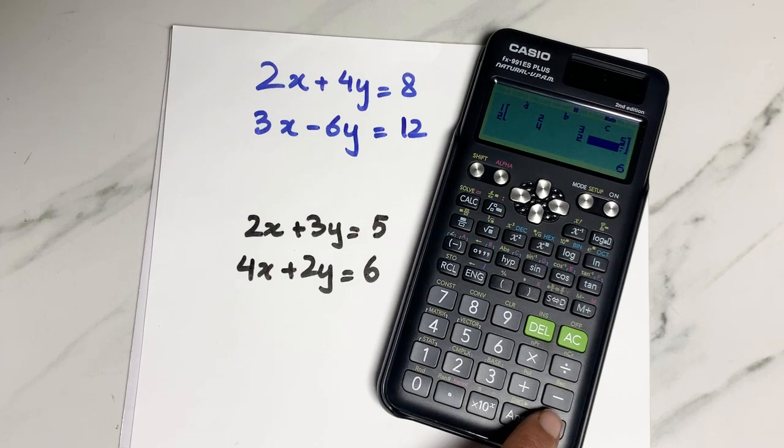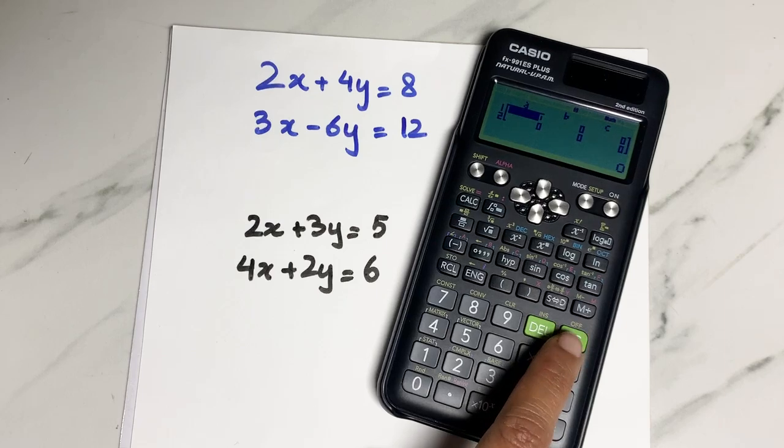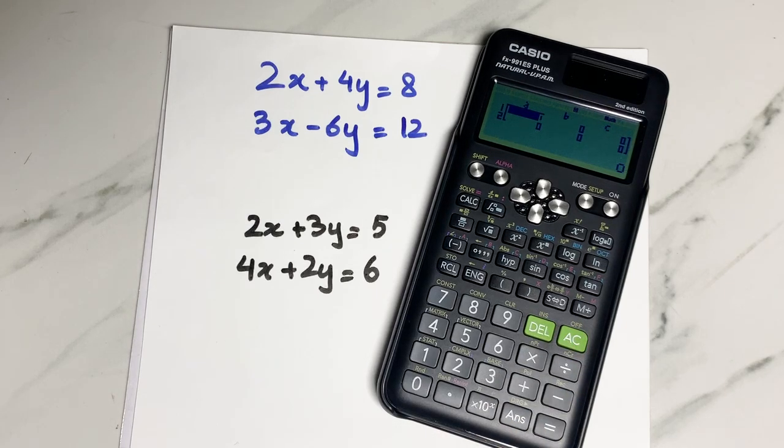Now I will again press the equal to sign and I will get my answers: x is equal to 1 and y is also equal to 1. So this is how you can solve an equation by using a scientific calculator.